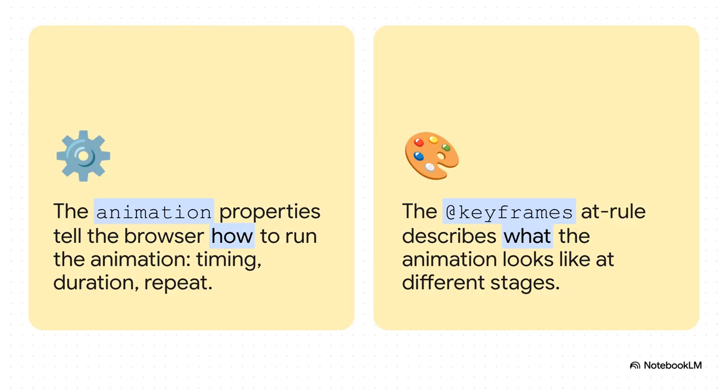It defines what the animation actually looks like, the start point, the end point, and any steps in between. Then on the left, you've got the animation properties. This is the how. These properties tell the element how to use those keyframes, how long to take, whether to repeat, that kind of thing. You absolutely need both for this to work.